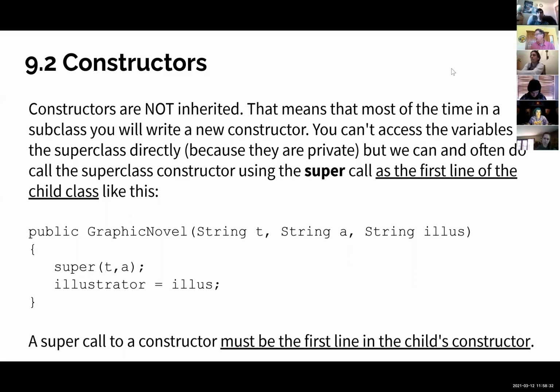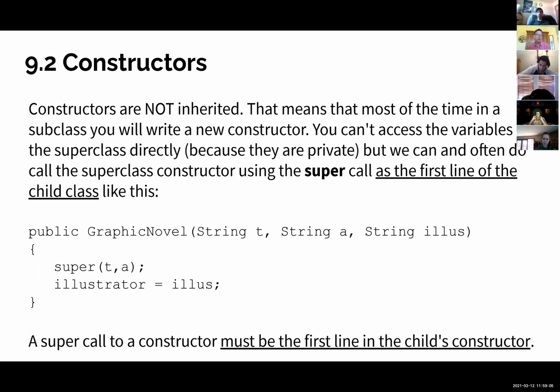All right, folks, 9.2 constructors. Now, remember, we're talking about inheritance, where you have a superclass and a subclass. We did this on Tuesday. So constructors are not inherited, but all the other stuff is. The private variables and all the public methods, all those things are inherited, but constructors are not. So that means most of the time in a subclass, you're going to write a new constructor.